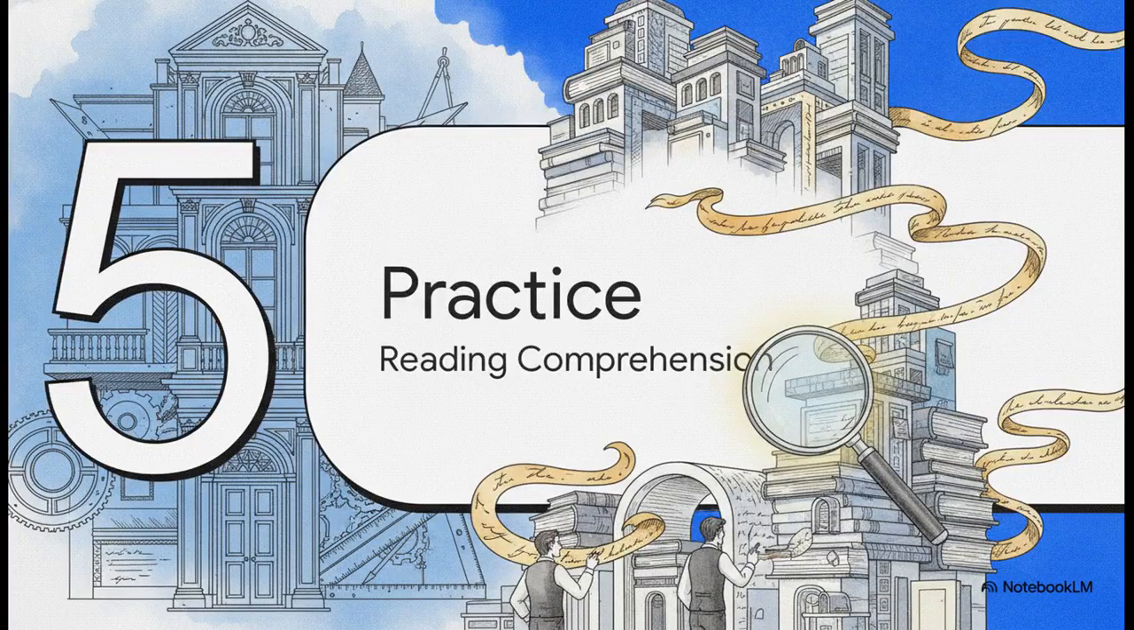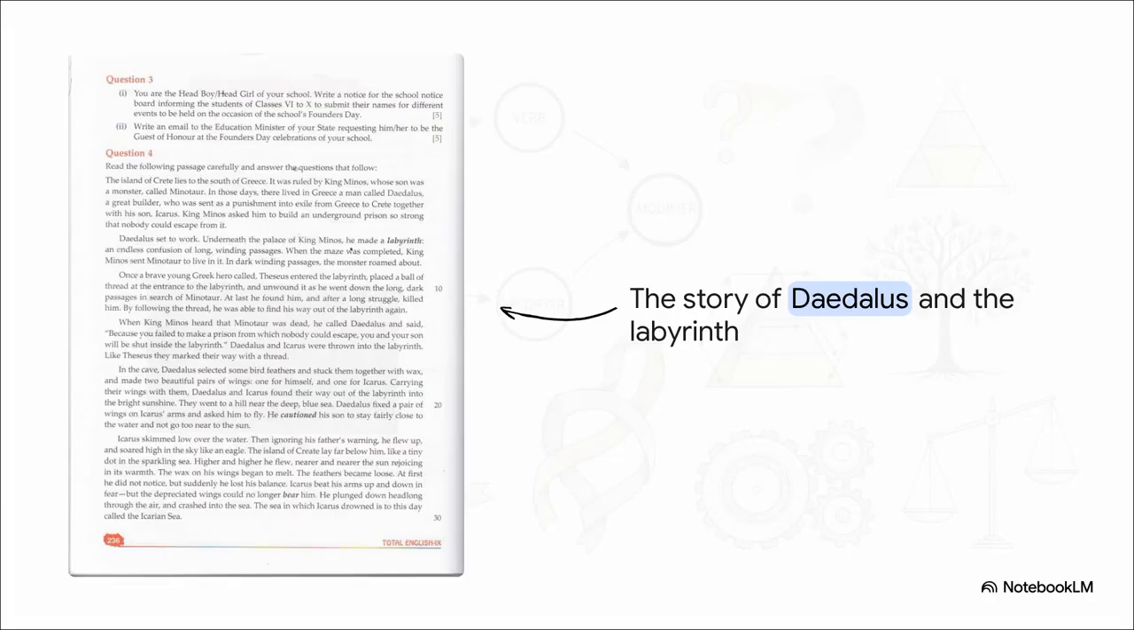And finally, Section 5, putting it into practice. Now for the final stage of our construction. We're going to observe the finished building by putting these skills into practice. Let's see how professional architects of the English language actually use these rules out in the wild. We have this passage about the great Greek builder Daedalus.